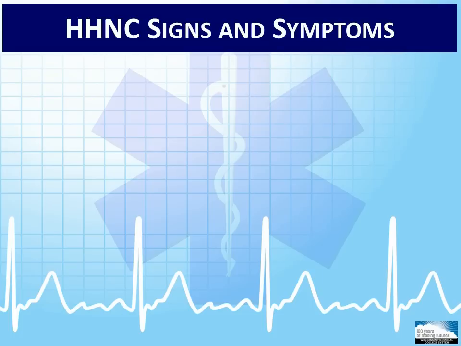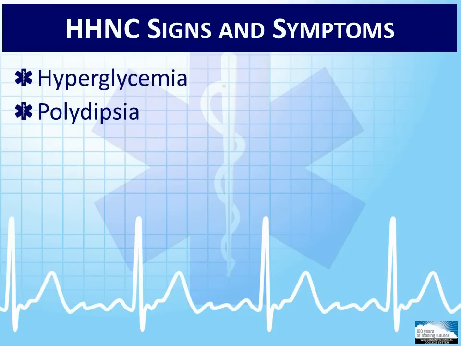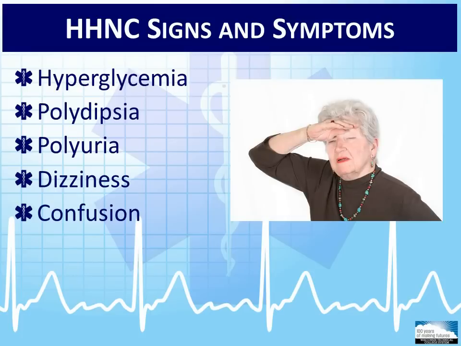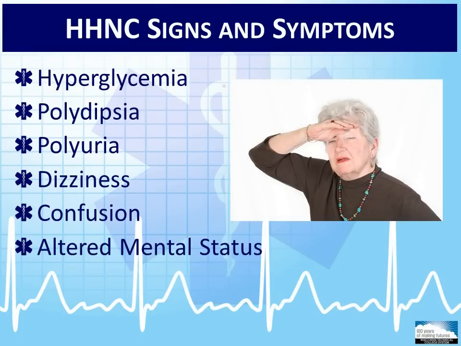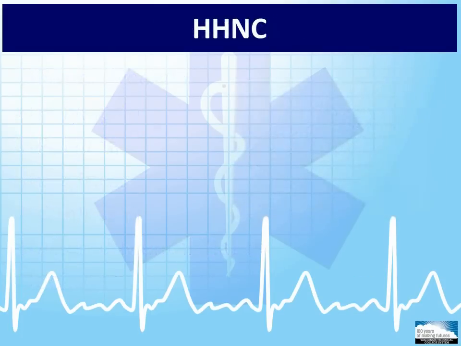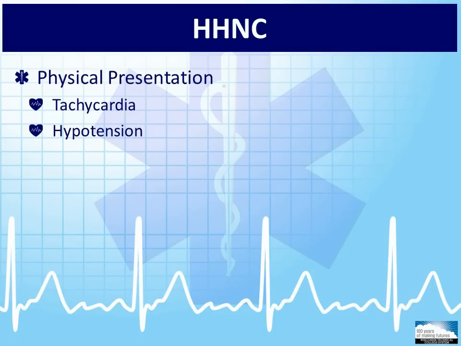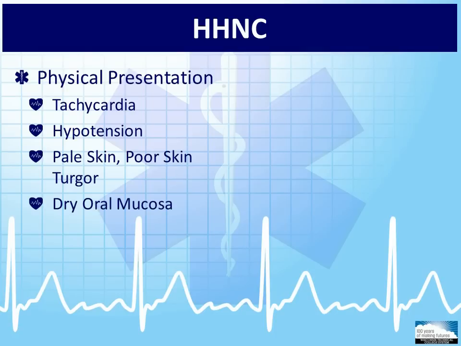Geriatric patients with HHNC are hyperglycemic and may present with polydipsia (excessive thirst), polyuria (excessive urination with dark-colored urine), dizziness, confusion, altered mental status, and even seizures. The patient with HHNC may present with tachycardia, hypotension, pale skin, poor skin turgor, dry oral mucosa, in shock, or with a blood glucose greater than 500 milligrams per deciliter.